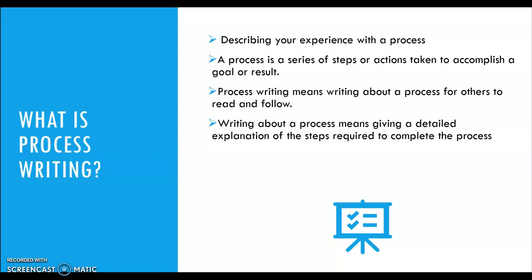You're writing about a process, and it means pretty much giving a detailed explanation of the steps required to complete the process. So I know this is going to be a little different because of the type of paper that you're writing for me, but it's still the same concept. You're writing about the process that it took you to enroll at JCC, but you're writing the series of steps and actions that built up that got you to that step.